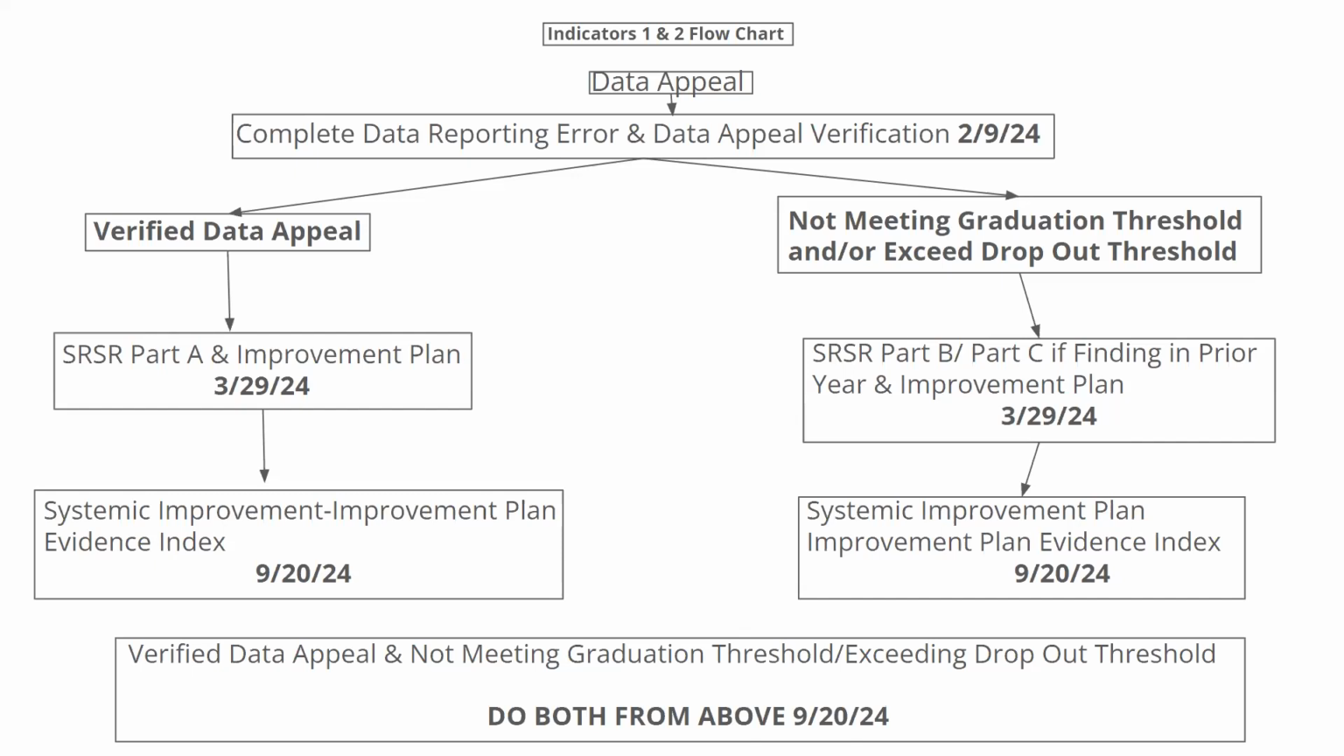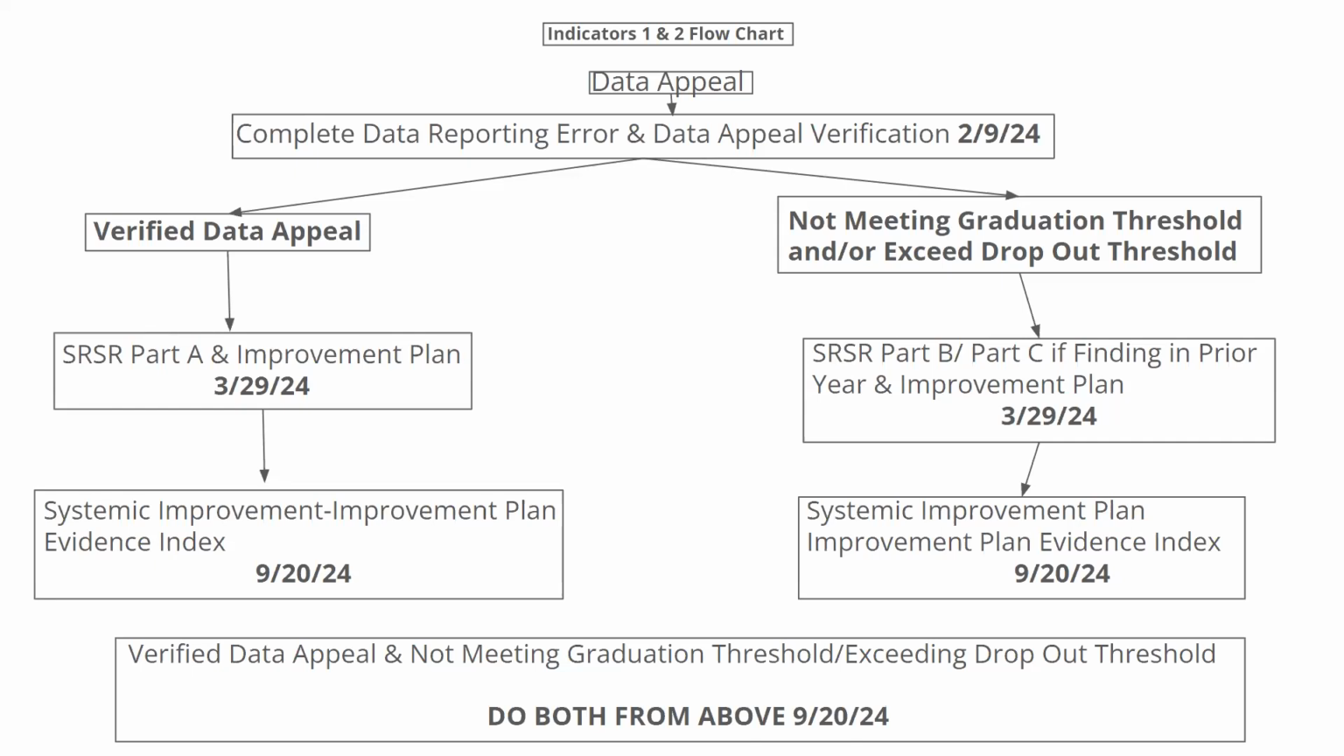After that time, you will be notified by the Ohio Department of Education and Workforce whether your data appeal has been verified. So you can see on the left-hand side that if you have a verified data appeal, you will complete the SRSR Part A and your improvement plan and have that uploaded and submitted by the 29th of March. Again, if you have just a verified data appeal, you do not have to have SST3 support and involvement in your SRSR and your improvement plan work.